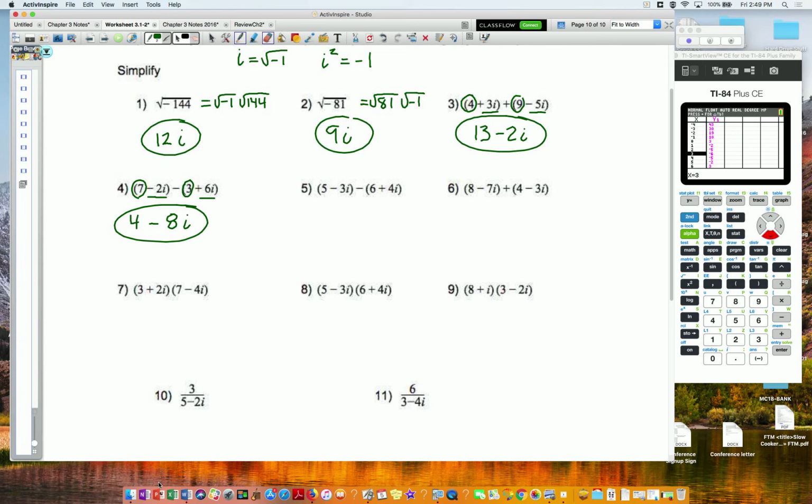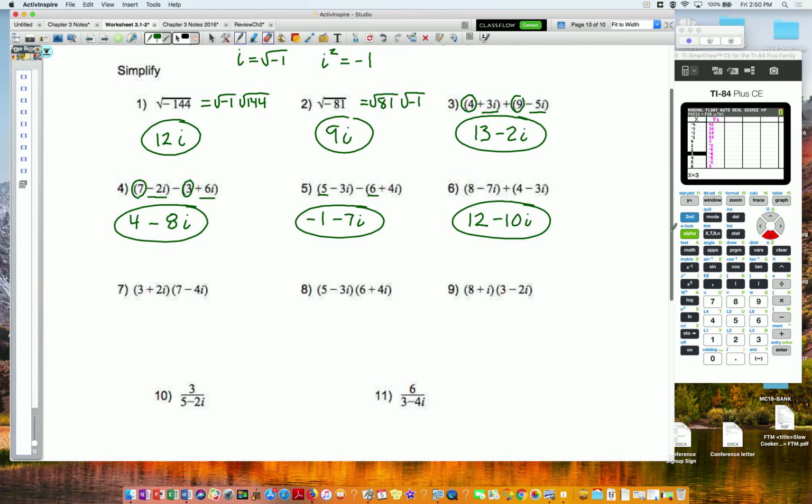And we have that answer. On the next one, subtraction. 5 minus 6, negative 1. Negative 3 minus 4, minus 7i. Again, you're just combining the real parts and the imaginary parts. 8 plus 4, 12. Negative 7i plus negative 3i, minus 10i.